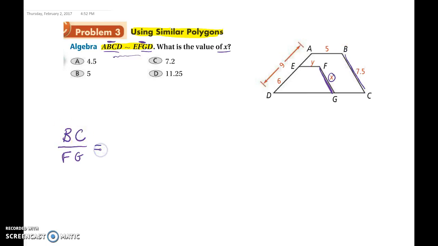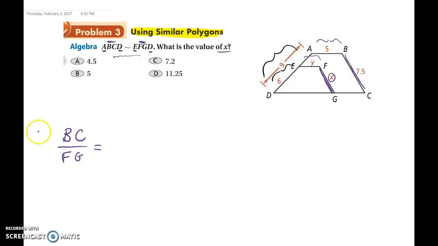Now from here, we need to be strategic in what we're picking, because I don't want to pick AB corresponding with EF because they give me 5 and y, and I don't know what y is, so I can't solve for that. The only other sides that they give me that correspond is AD, which is equal to 9, and AD corresponds to ED, which they tell me is 6. So I have to use those two.